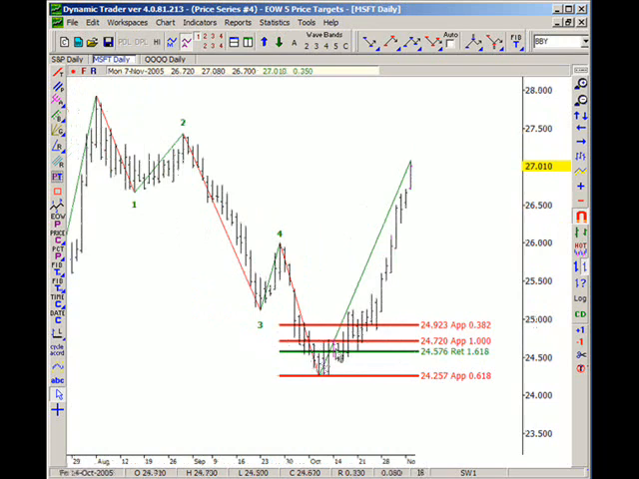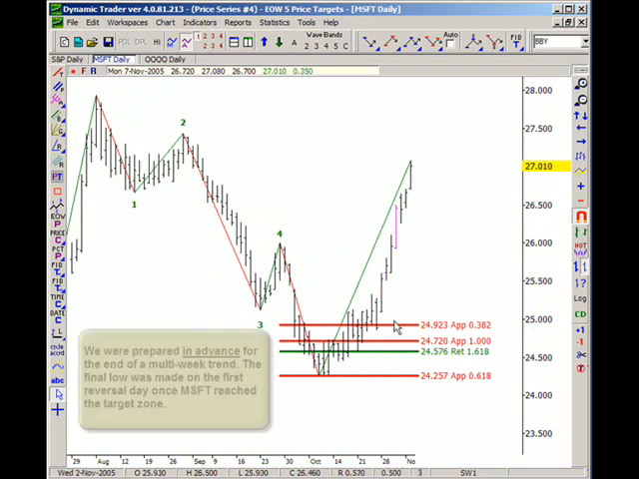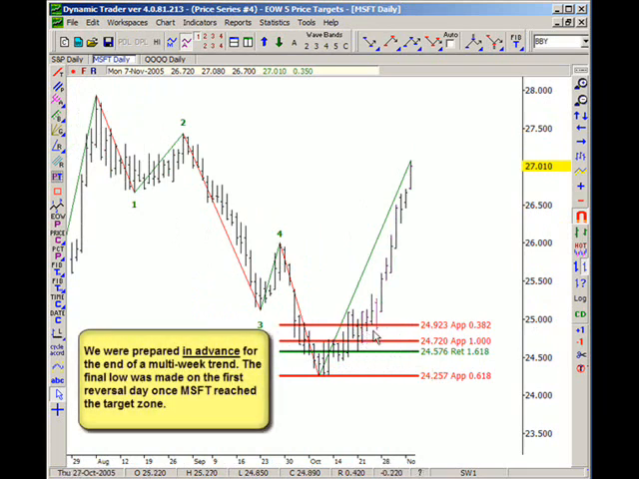So it went, once again, a little bit beyond the most probable target, which included one projection from each of the three sets, but we were prepared for the end of this trend that had been going on for about 2 months. And we had actually the first daily reversal signal was this last bar where the cursor is showing, which looks like a snapback reversal day, right off the outlier of where the Wave 5 should end.